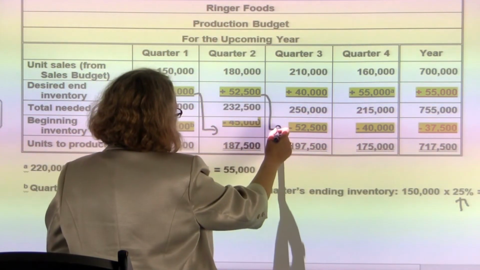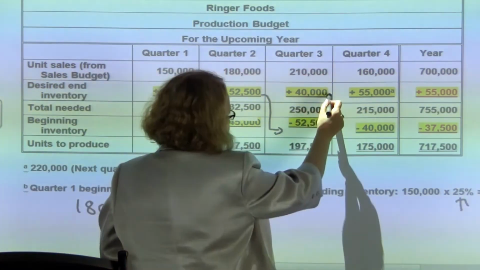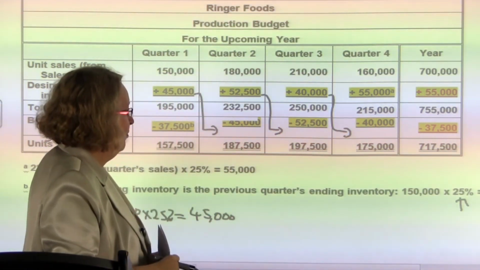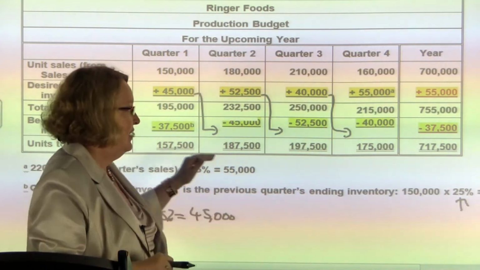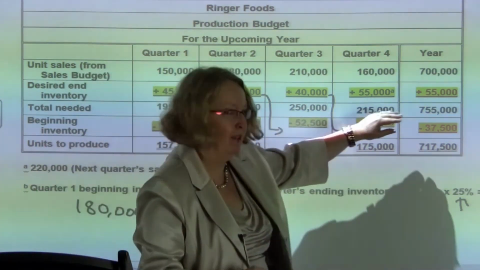Similarly, your 52,000 is from here, and 40 moves to here. So again, you'll recall for your beginning and your ending inventory, this is not cumulative. So the total inventory needed is cumulative for the year.